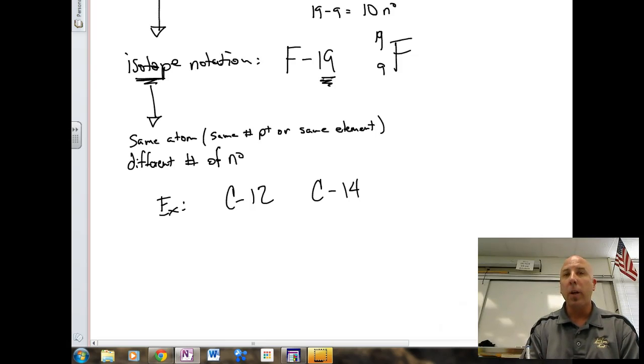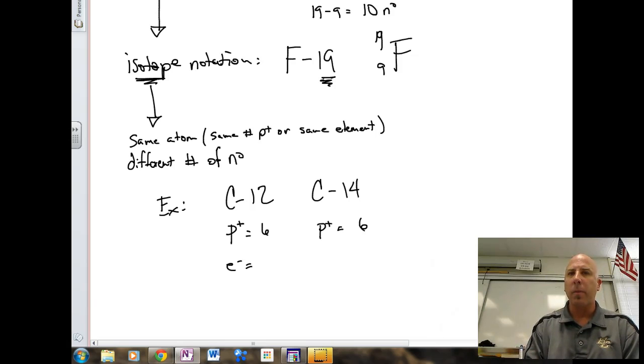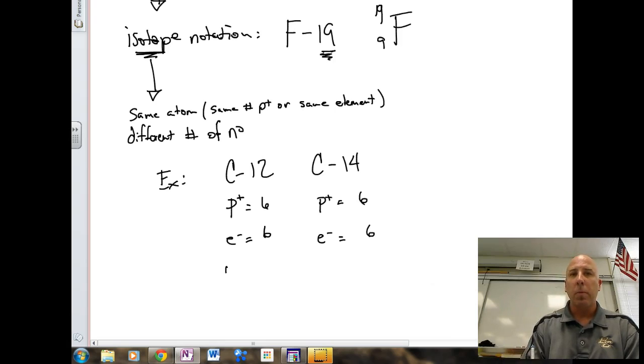If we calculated the number of protons, they would both have the same number of protons. Because they're carbon, they're going to have 6 protons. I didn't say anything about whether or not they have lost or gained electrons, so let's assume they're neutral and both have 6 electrons. But in the calculation of the number of neutrons, that's when things are going to change.